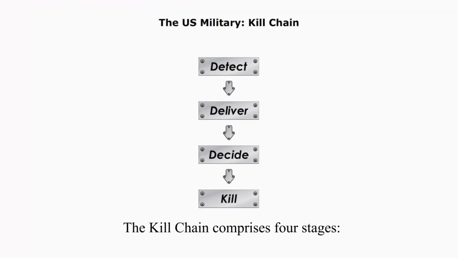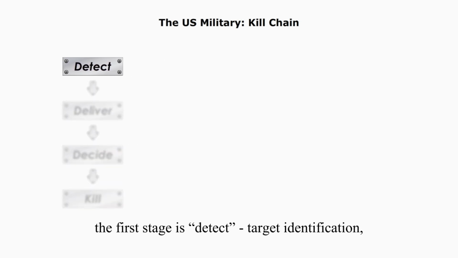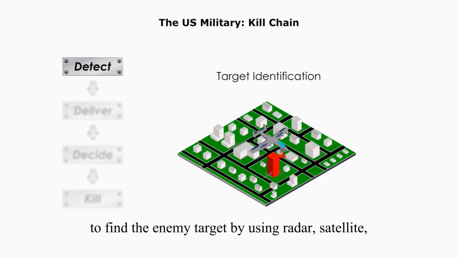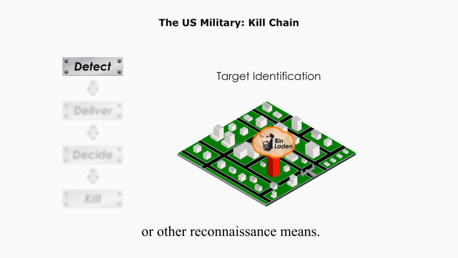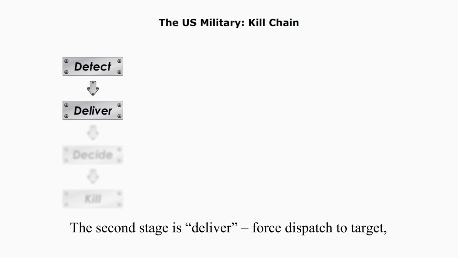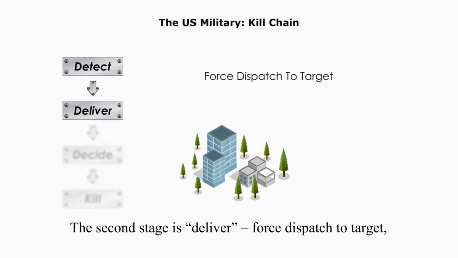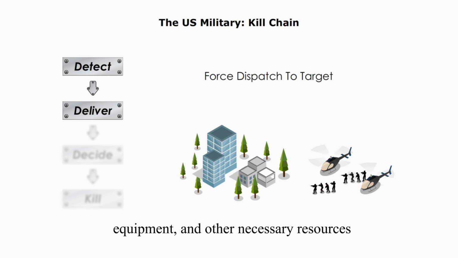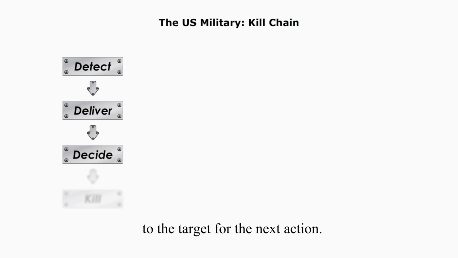The kill chain comprises 4 stages. The first stage is detect, target identification, to find an enemy target by using radar, satellite, and other reconnaissance means. The second stage is deliver, force dispatch to target, which may include sending soldiers, weapons, equipment, and other necessary resources to the target for the next action.